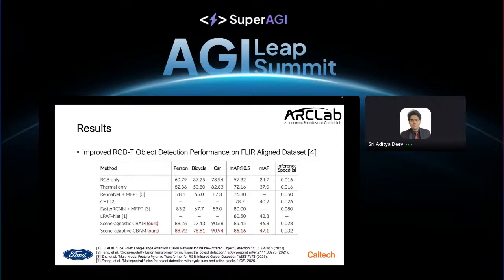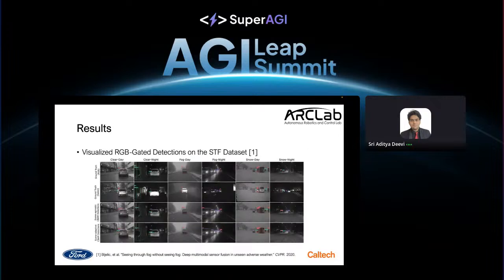Our fusion modules have also had a superior performance on RGB gated detection on seeing through fog of the STF multimodal dataset. Here are some visualized detection results for the six different scene categories shown along with the ground truth bounding boxes, ranging from clear day to snow night. We found that our scene adaptive model generally works better than the scene agnostic model on harsh weather conditions, such as dense fog and snow, but they perform similarly on clear day images.